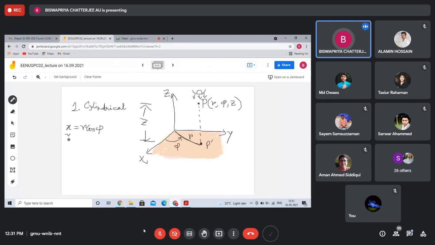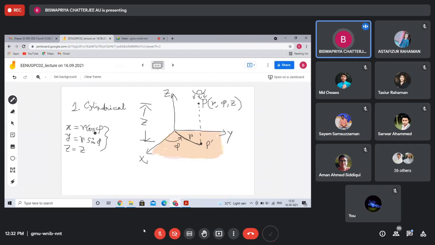And y equals r sin phi. Very good, simple. And z equals z.